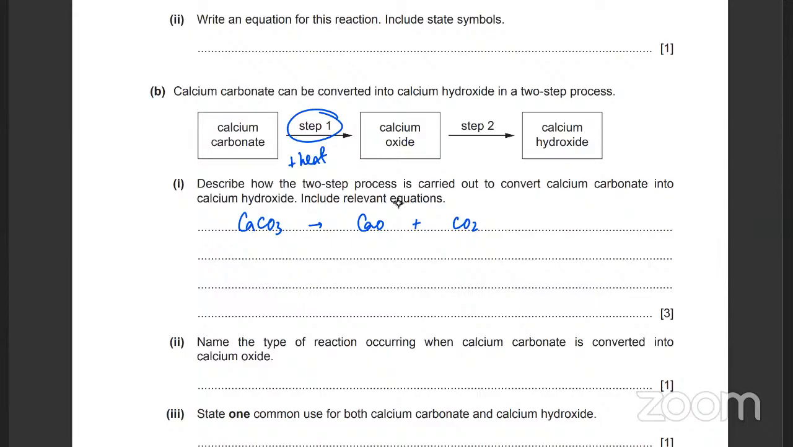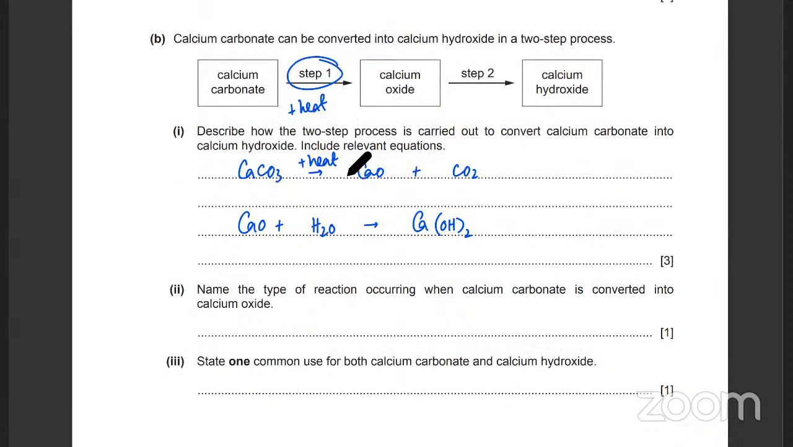What's the next part once calcium oxide is formed? Add water. You'll just add water, that's it. The 2 marks are for the equation. You add water and it's going to form calcium hydroxide. You're just going to write heat in the first step and add water in the next one. Name the type of reaction which converts calcium carbonate into calcium oxide. Somebody already told us it's thermal decomposition.